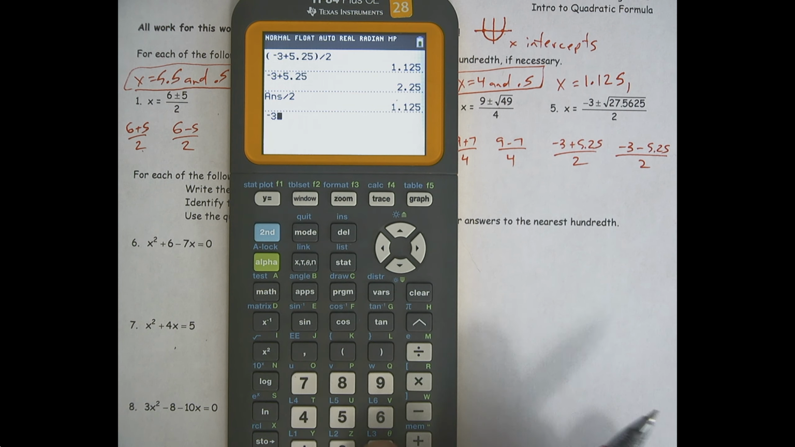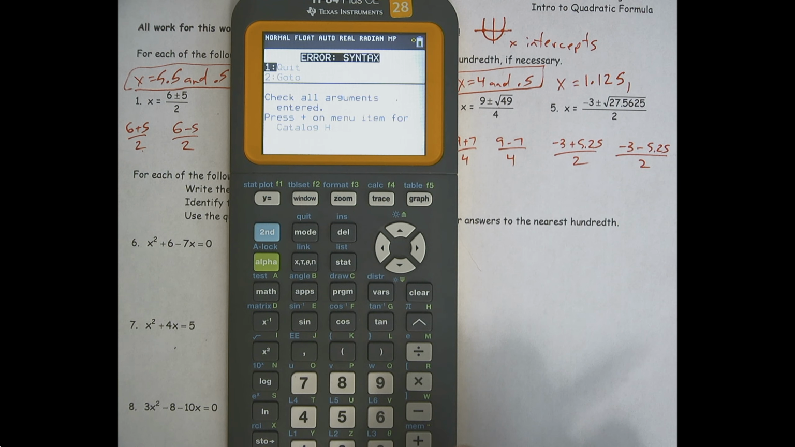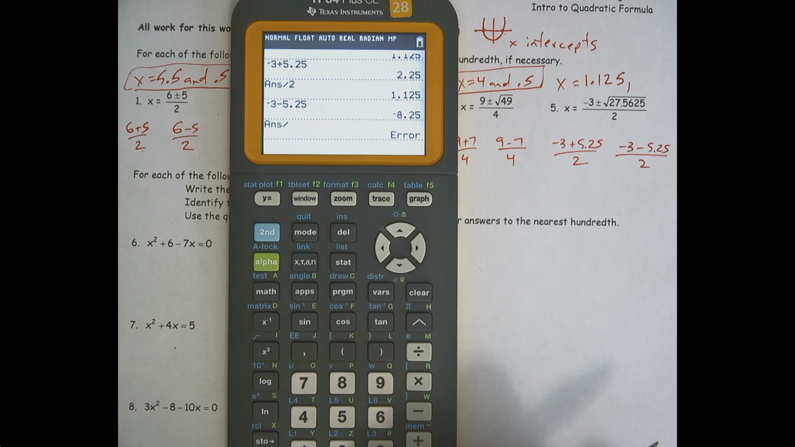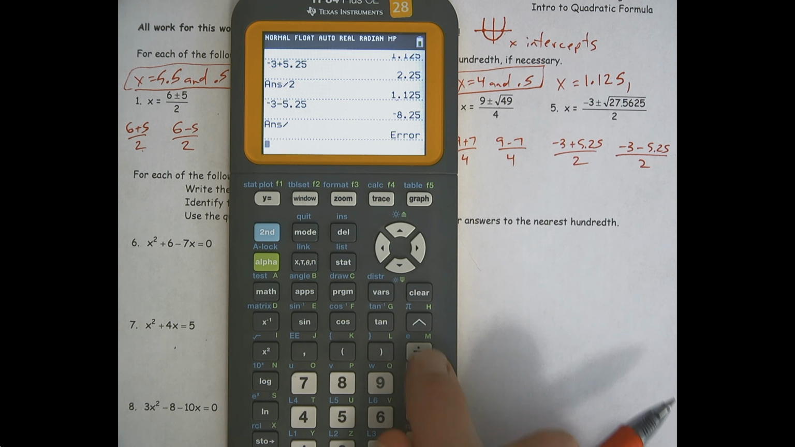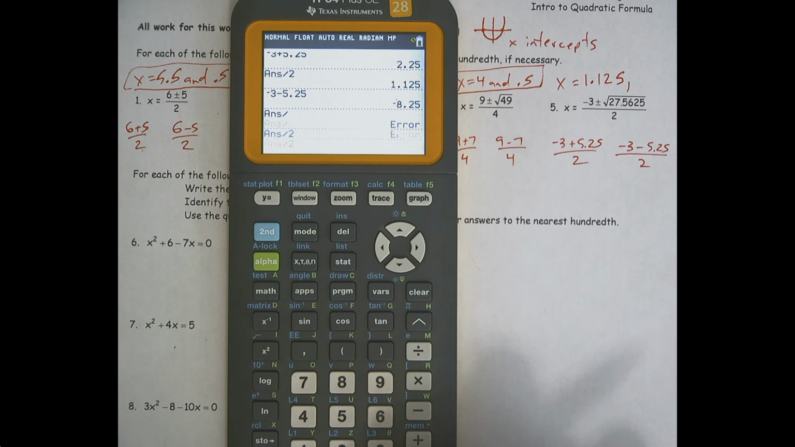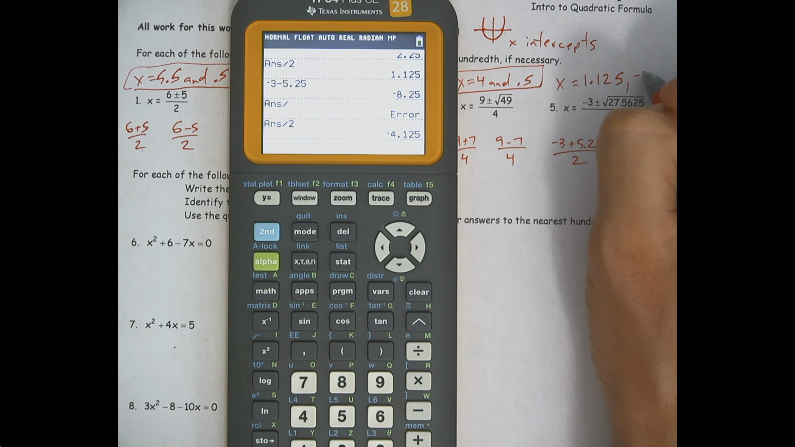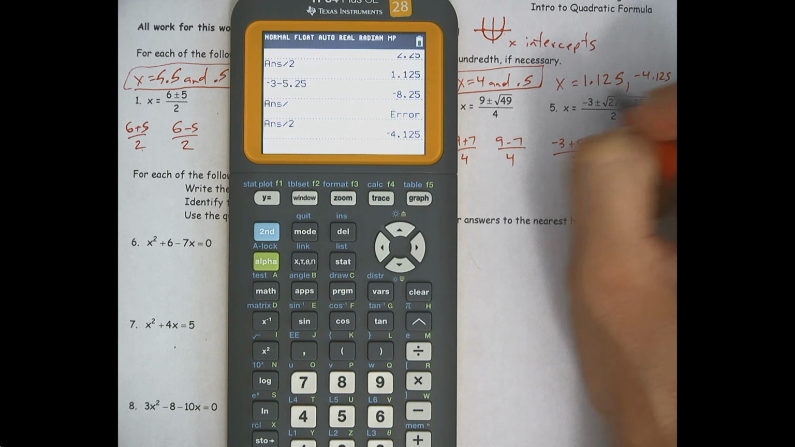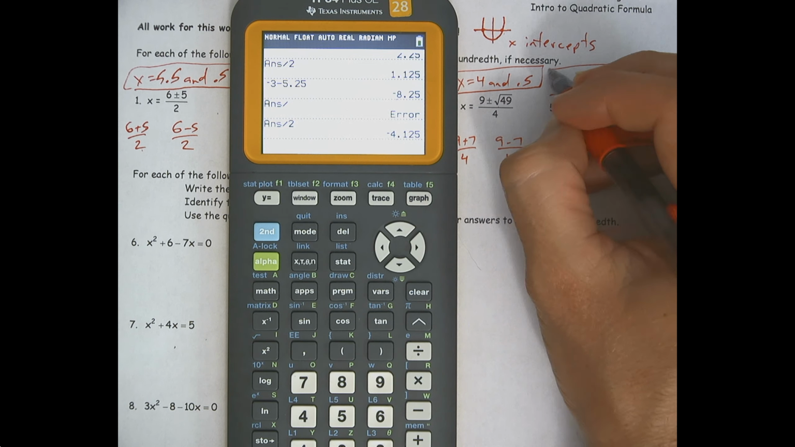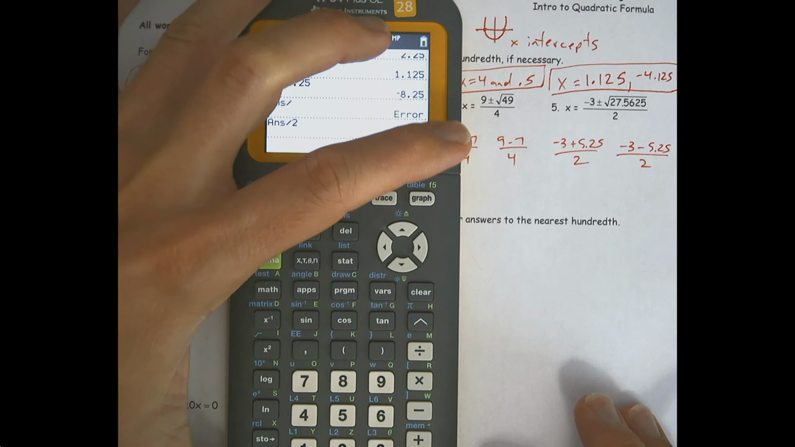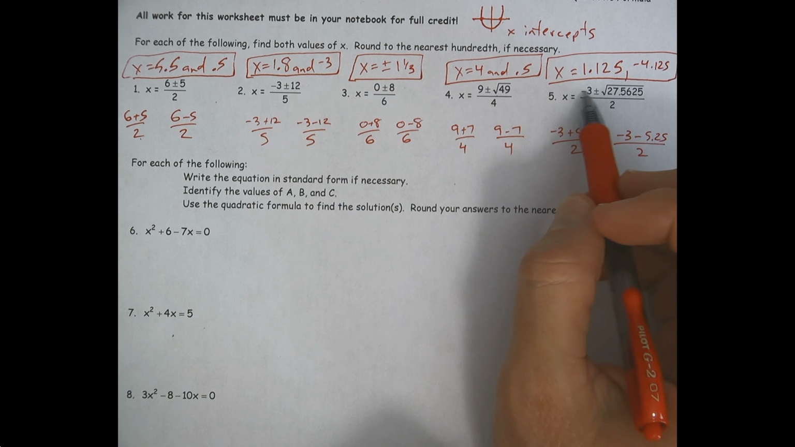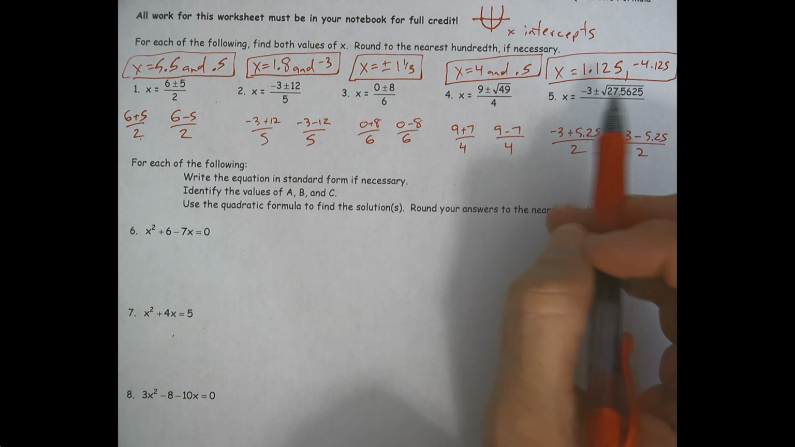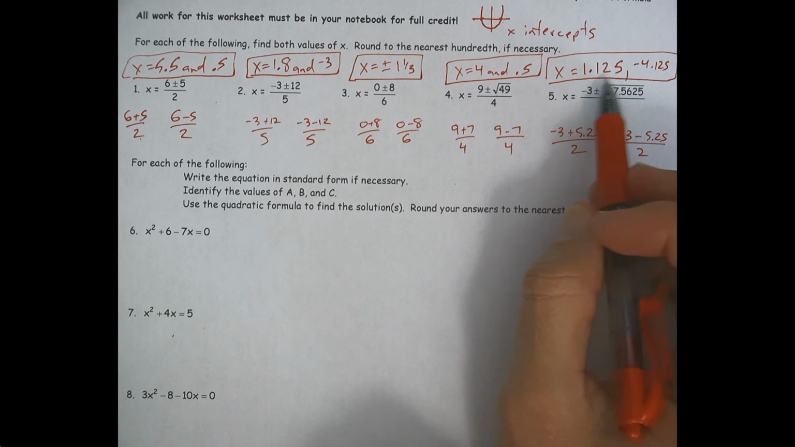And when we do negative 3 minus 5.25 and then divide that by 2, we're going to get negative 4.125. So your key had those two numbers, but they just had the negative and the positive reversed. Because on the key, when the work was done, this negative disappeared on accident. Okay, so we need to make sure we got the right answers there.